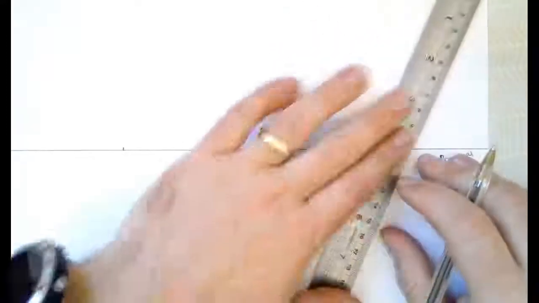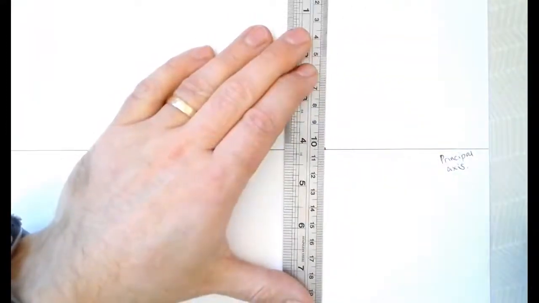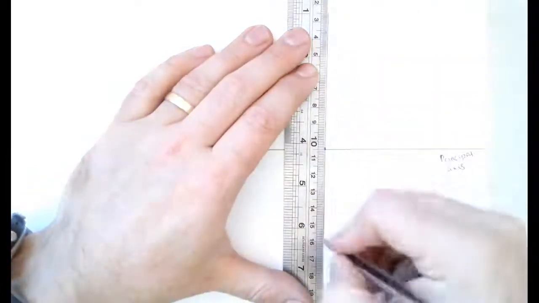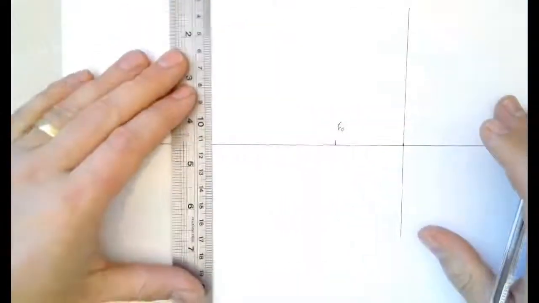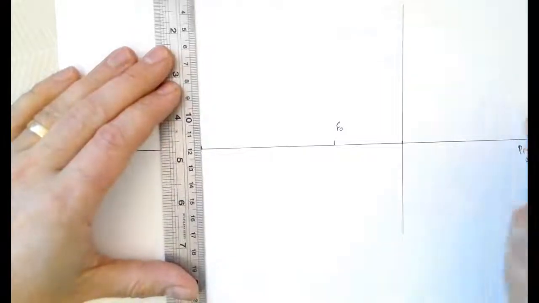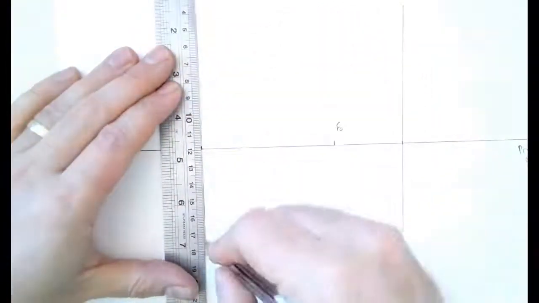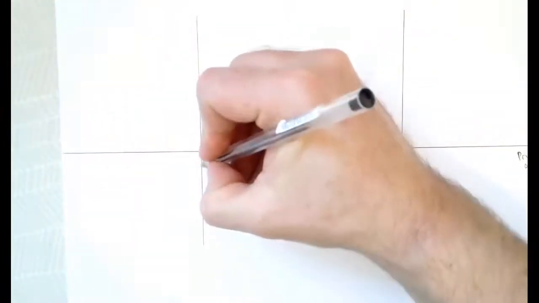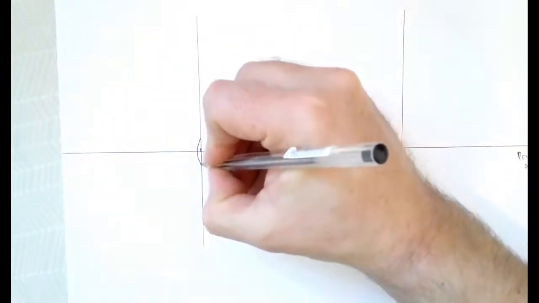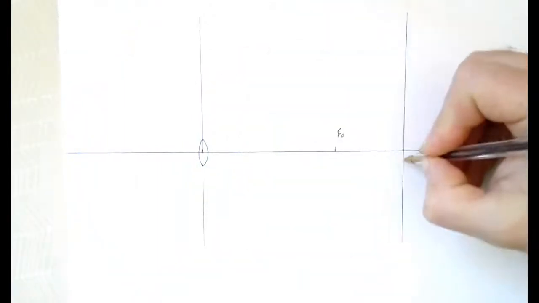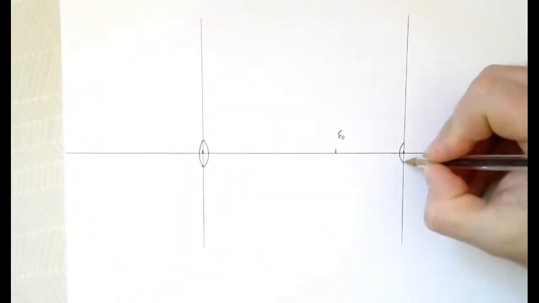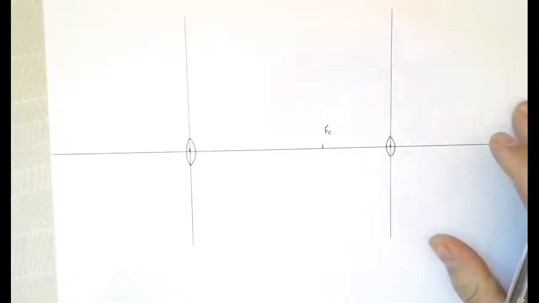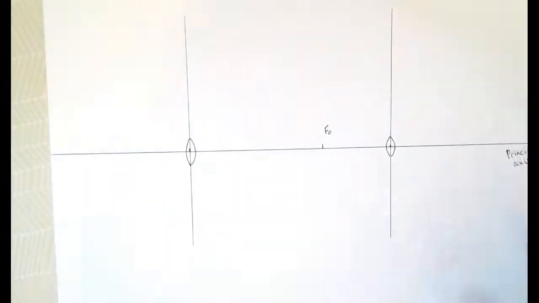So I'm just going to draw the vertical lines. These vertical lines are the lens axis for each of the two lenses that I'm going to draw. And I'm going to show that they're converging lenses just by drawing tiny little lenses at the intersection of the lens and principal axes.